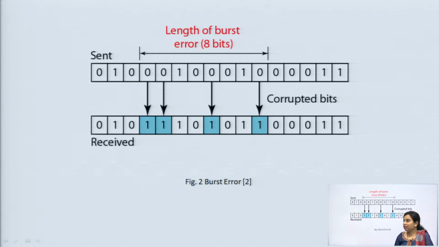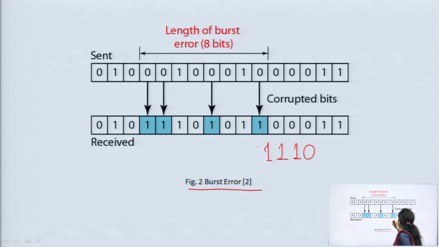Now, burst error, this is an example of the burst error. There are two different types of burst error. Either the consecutive bits will change from 0 to 1. Let me explain with an example.